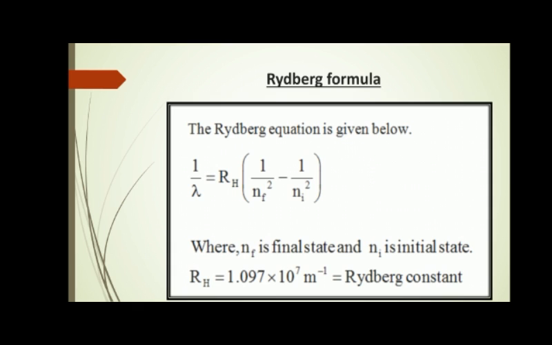Now the Rydberg formula. The Rydberg formula is given below by this mathematical expression: 1 upon lambda equals R_H in the bracket 1 upon n_f square minus 1 upon n_i square. What is R_H? You have studied this in the previous slides also. R_H here is the Rydberg constant. The constant value is also given. What is lambda? You know, children, lambda is the wavelength, where n_f is the final state and n_i is the initial energy level.